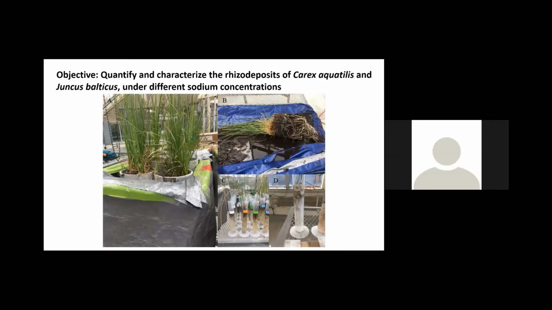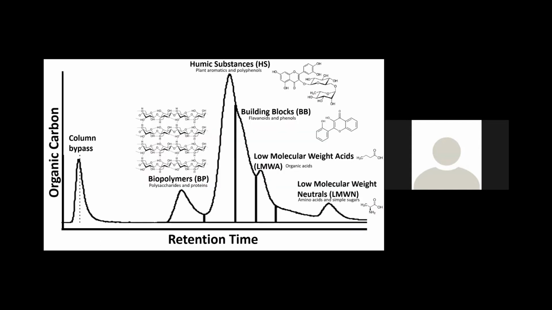To do this, I took plant cores from peatland and isolated the individual plants and grew them hydroponically under different sodium concentrations. I then took the hydroponic solution they grew in and analyzed it using liquid chromatography organic carbon detection. This method fractionates the carbon based on size, with the larger compounds eluting before smaller compounds.